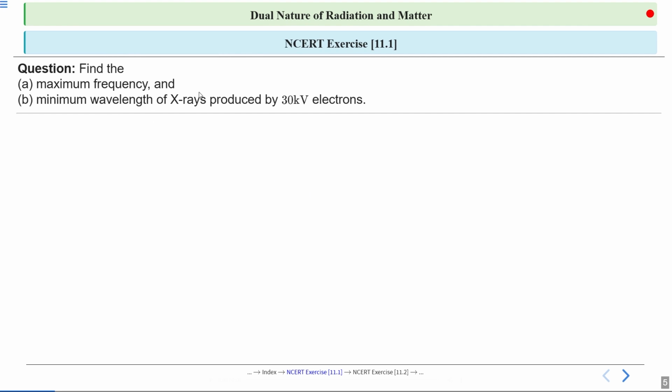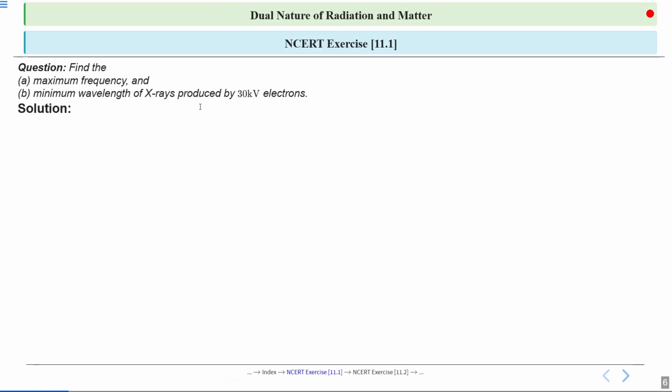Find the maximum frequency and the minimum wavelength of X-rays produced by 30 kV electrons. It means 30 kilovolt electrons. Let's see the solution.